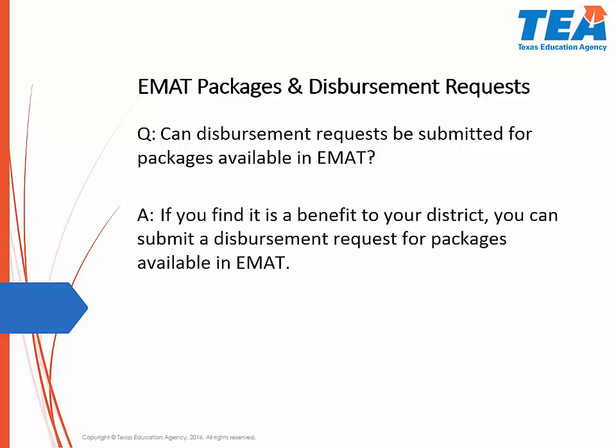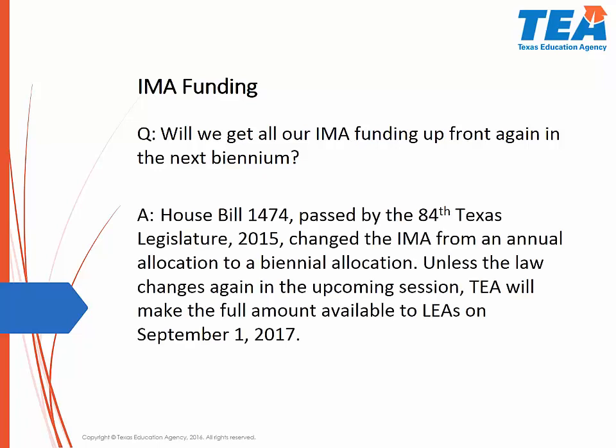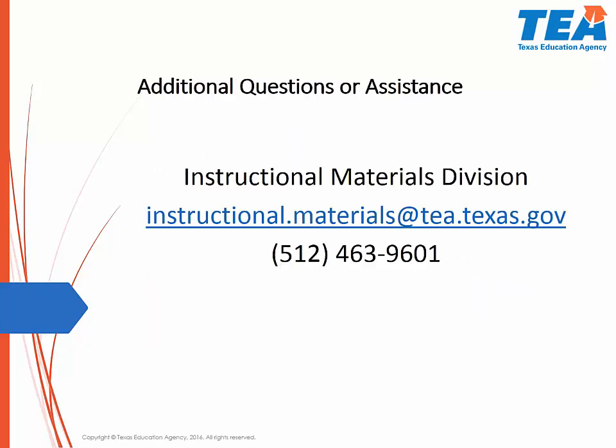Will we get all of our IMA funding up front again in the next biennium? House Bill 1474, passed by the 84th Texas Legislature, changed the IMA from an annual allocation to a biennial allocation. Unless the law changes again in the upcoming session, TEA will make the full amount available to LEAs on September 1st, 2017.